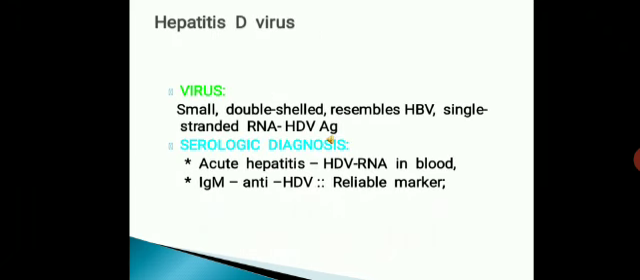This virus is a small double-shelled virus resembling that of the hepatitis B virus, but this is an RNA virus. Hepatitis B virus is a DNA virus. This is an RNA virus. Its RNA can be detected in the blood. Antibody to this, IgM, can also be detected and can be a reliable marker.